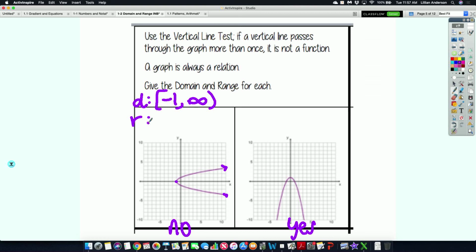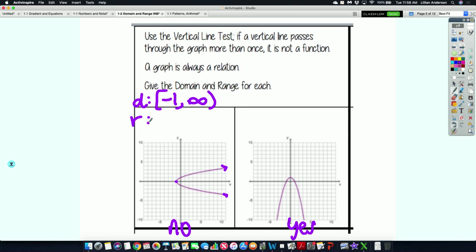Range, you look at your y's now. How low does this graph go? How high does it go? From bottom to top. What do you think is going to happen after this endpoint on this graph? It's going to get bigger and bigger and bigger, expanding all the way.